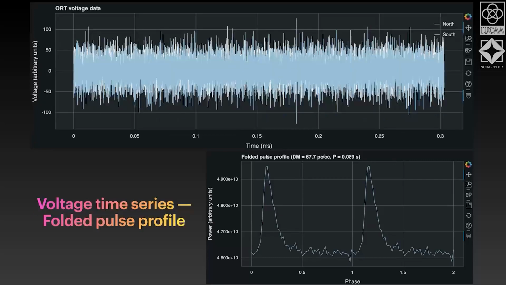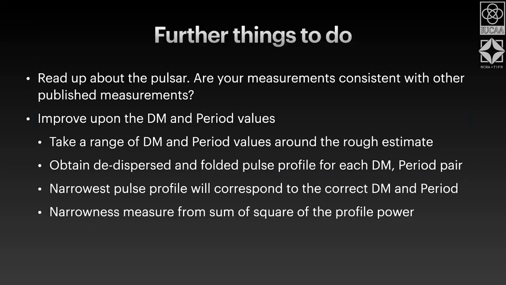So that is essentially the idea behind this particular metric for determining narrowness. But essentially, you can do that over a matrix of dispersion measure values and period values to get the narrowest profile and hence correspondingly more accurate DM and period values for this particular data. Then you can go read up more about this Vela Pulsar, try to see what DM values they have calculated, and then try to see how well they match.